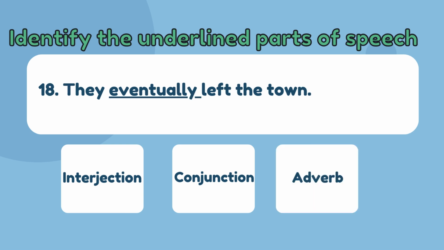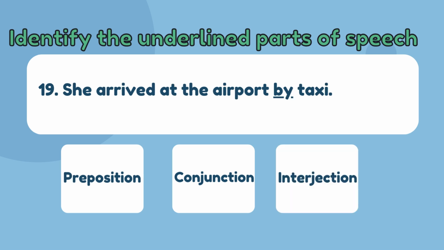They eventually left the town. Eventually is an interjection, conjunction, or an adverb. And eventually is an adverb. Again, it shows like time, it's related to time. They eventually left the town. She arrived at the airport by taxi. By is a preposition, conjunction, or interjection. And the answer is by is a preposition.